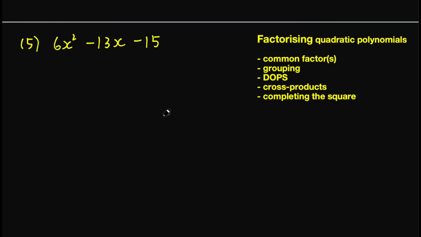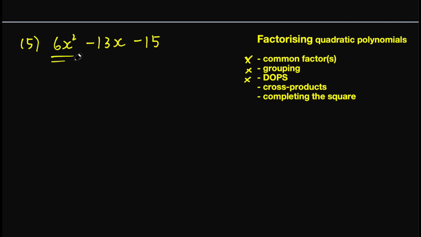Now let's move on to question 5. Here we have this quadratic polynomial. And let's use the list. Are there any common factors? No. Group them? Not straightforward. Dots? No. And cross products? Let's try.